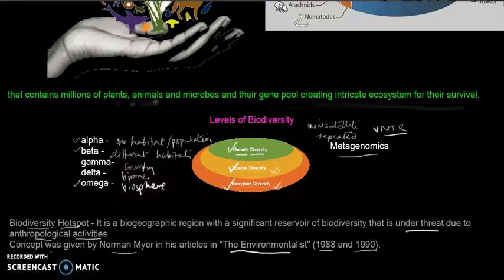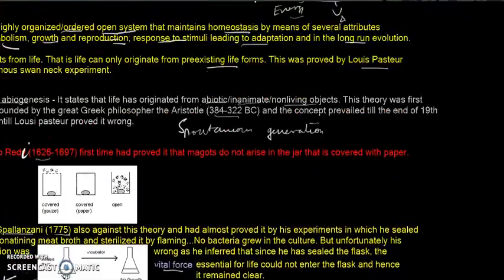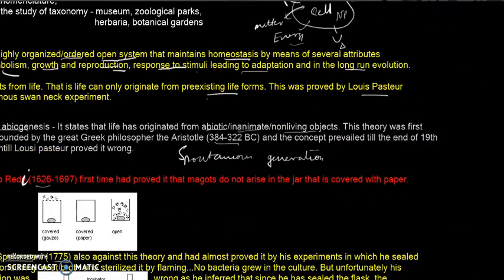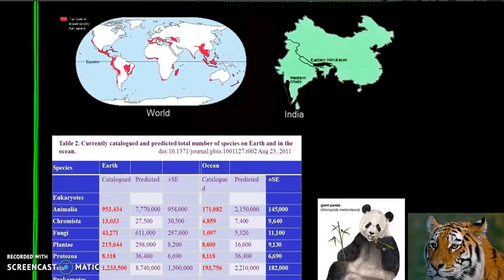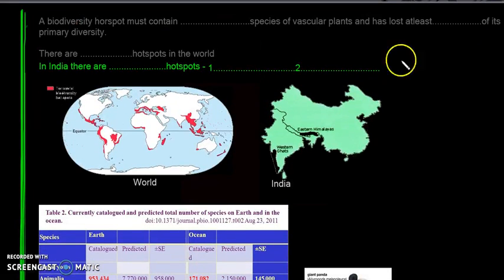The concept of a hotspot is that a hotspot is such an area that contains more than 1,500 different species of plants and animals, and that are under threat of extinction. A biodiversity hotspot must contain at least 1,500 species of vascular plants, and has lost at least 70% of its primary diversity that was existing. So, worldwide, it is seen that there are 25 such hotspots.